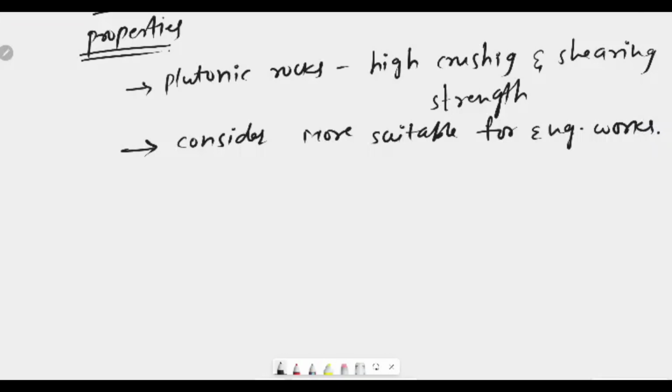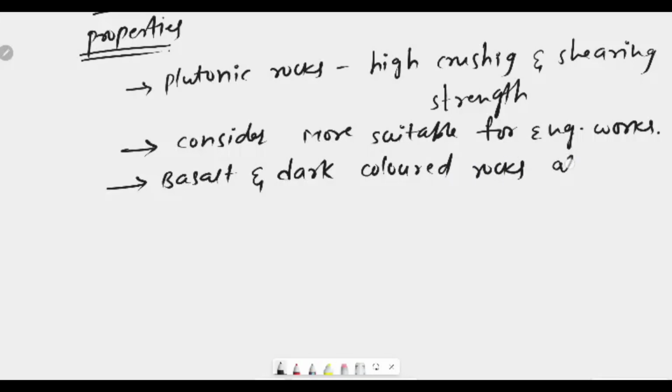Basalt and dark colored rocks are used for road metals and concrete aggregates. Basalt and dark colored rocks are used for road construction.